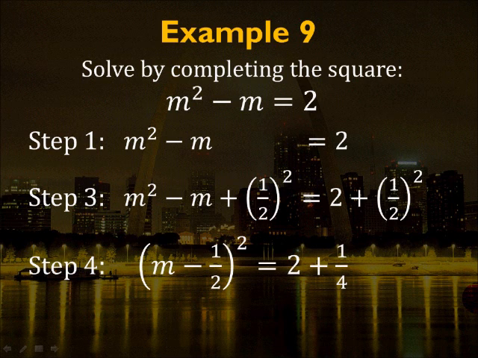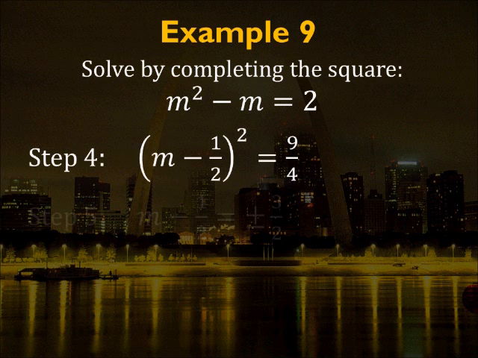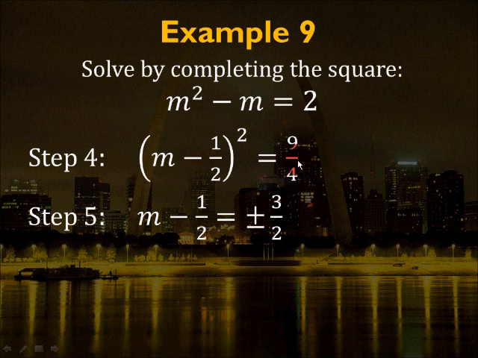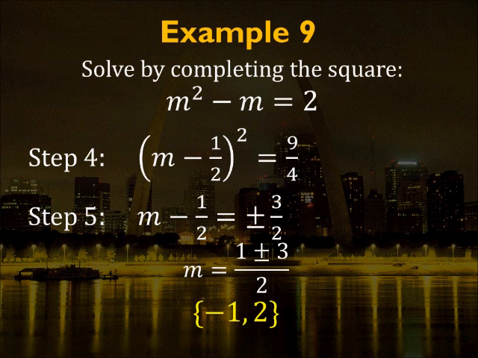And so you get m minus 1/2 quantity squared equals 2 plus 1/4. Now square root both sides after you combine it. So m minus 1/2 is equal to the square root of 9/4, or plus or minus 3/2. So m is equal to 1/2 plus or minus 3 over 2. So m is equal to negative 1 or 2.